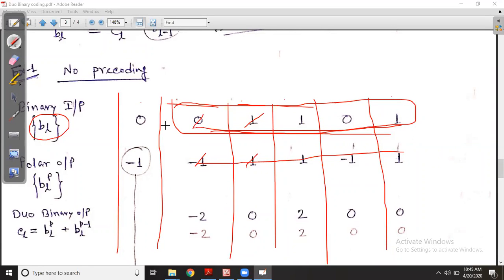So we don't have any idea about the previous bit, so we are considering it as 0. Always we have to consider some bit, either 0 or 1. So here it is considered as 0. You can try it by considering 1 also.